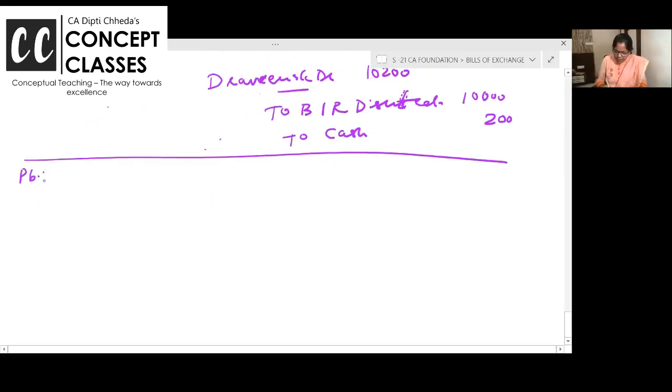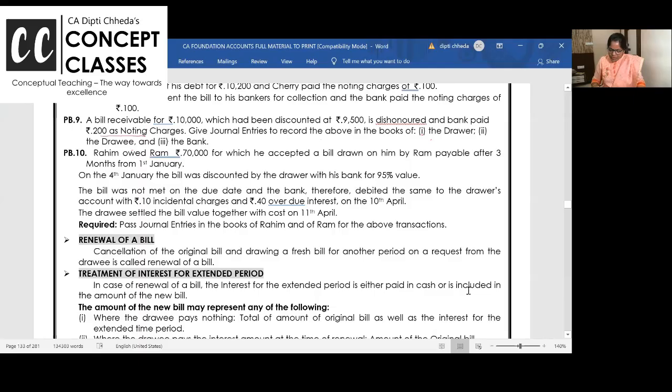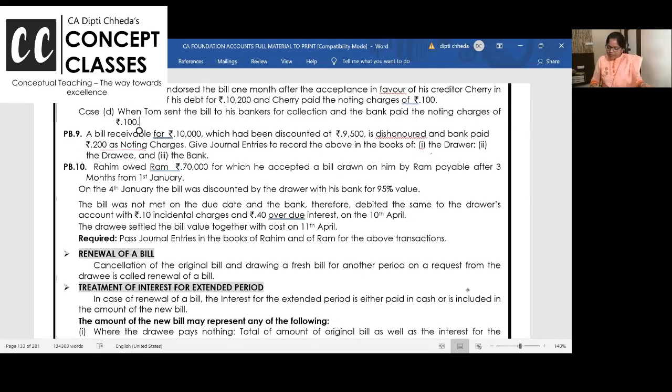Let us take it. Problem number 10. Let us read problem number 10 now in class. Rahim owed Ram 70,000, for which he accepted a bill drawn on him by Ram on 4th of January. You know, very important is to know the language. That Rahim owed Ram means Rahim has to pay to Ram. Rahim owed. I owe you means I have to pay. Language should be clear. Rahim has to pay to Ram 70,000 and he accepted a bill.